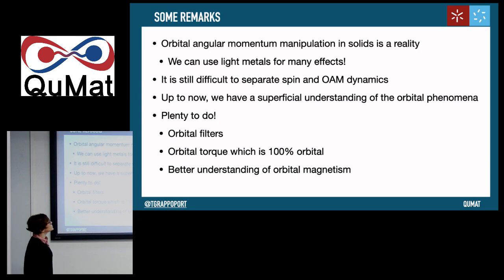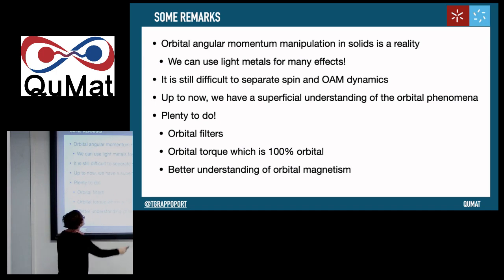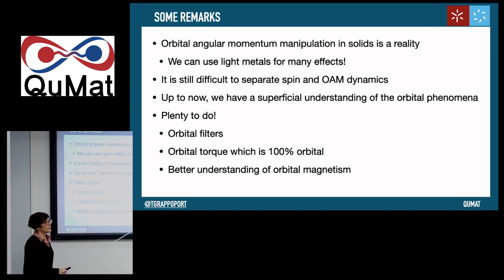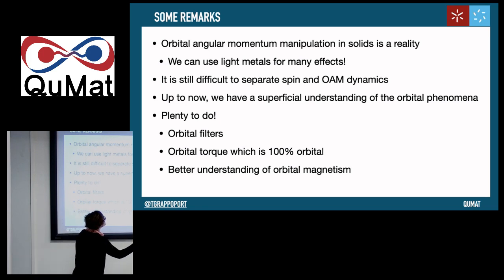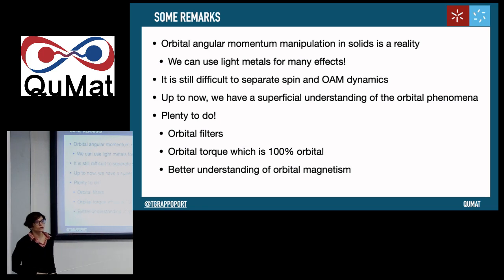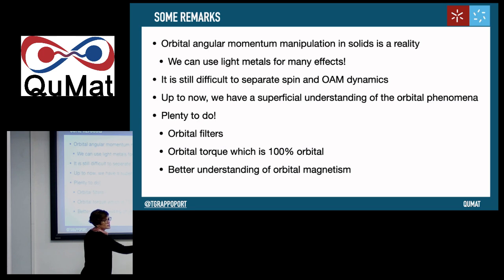We can use light methods for many effects that we normally had to rely on very heavy elements with strong spin-orbit coupling. It's still quite difficult to separate spin and orbital angular momentum dynamics, but I think the main idea is that you can couple the two and extract the most of both of them. Up to now, we still have a very superficial understanding of the orbital phenomena. So if you ask me how to maximize the effect, I can give you some ideas, but we don't have a systematic analysis on this.